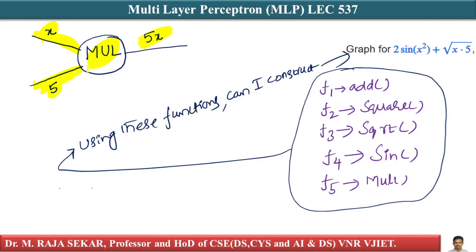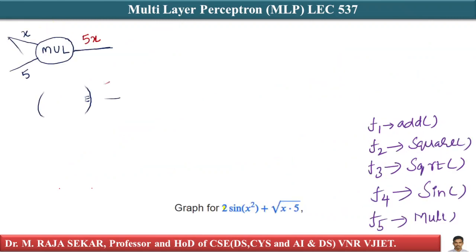If x goes inside this, and 5 goes inside, what is your output? The output here is 5x. Similarly, I can use the function square. I can give input x to this square function. Just see this one, I am giving input x to the square function. What is this output? I get my output here as x square, isn't it?